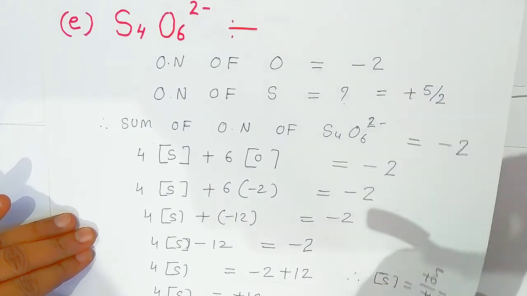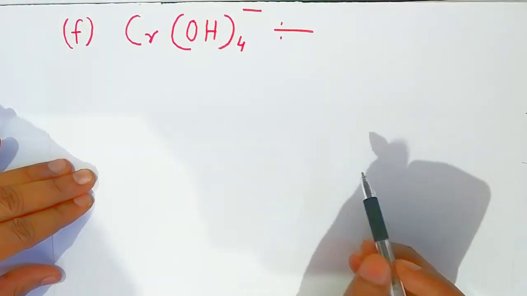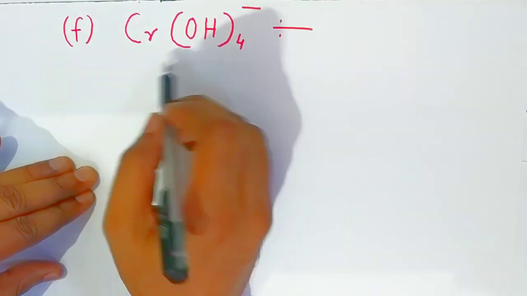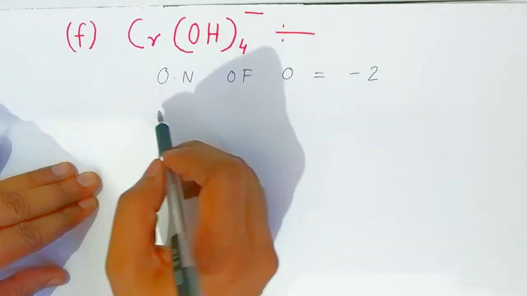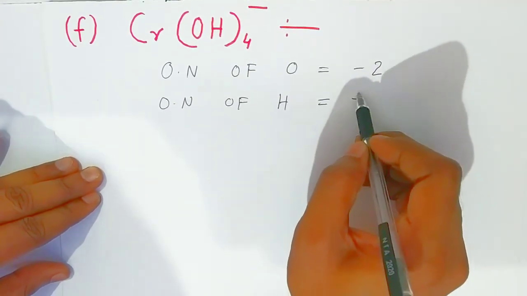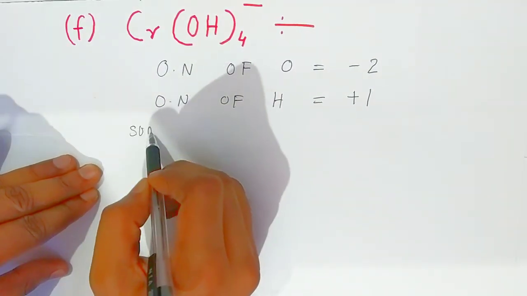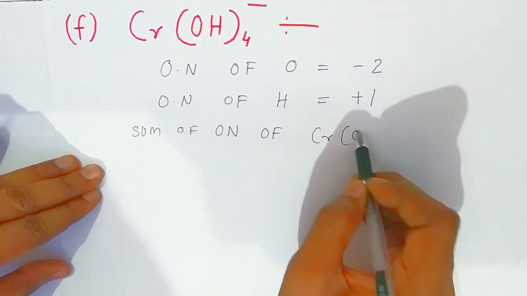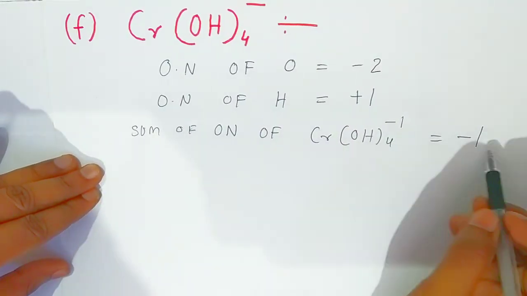Now we are going to see the last compound, students, that is chromium tetrahydroxide. Now here also it carries a charge. So here, you are going to find the oxidation number of chromium. Before that you should know the oxidation number of oxygen. Oxidation number of oxygen we always take as -2. Oxidation number of hydrogen atom in this compound we take as +1. Okay students, now the sum of oxidation numbers of this ion carrying -1 will be -1.